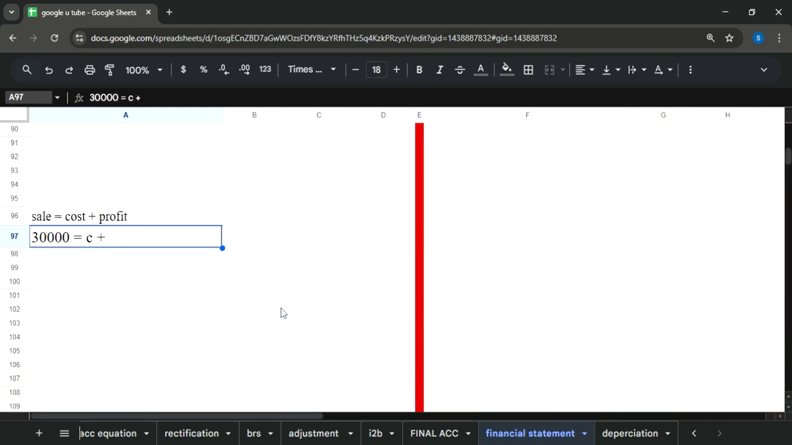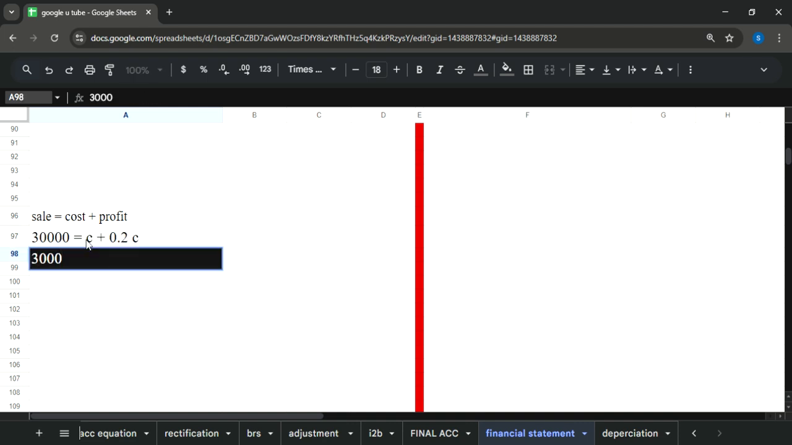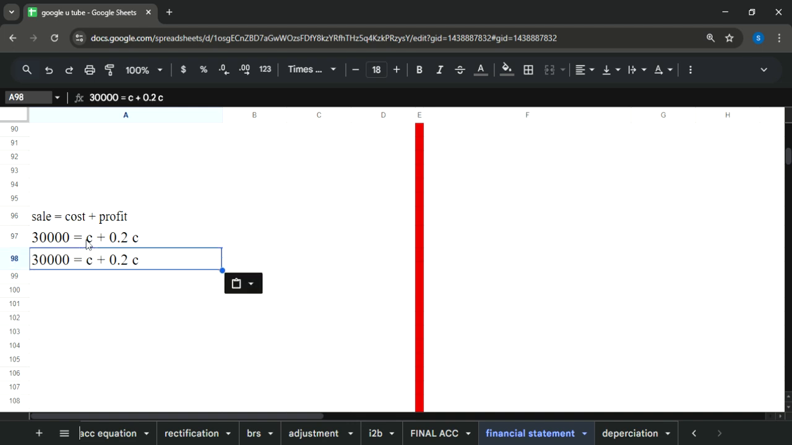Please understand this word, 20% on cost. So here you will write 20% means 20 over 100, that means 0.2 of cost. Next is very simple. It's a mathematical statement and you can solve it. When there is nothing with any variable, that would be 1. So you may write it as 30. Okay, we can copy it to save our time. So what you can do, you may write 1 with it. Now next step, 1C plus 0.2C.